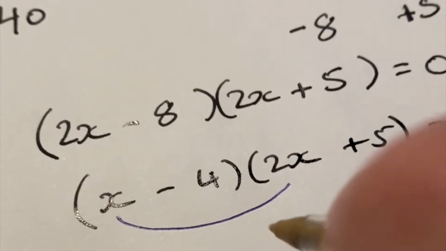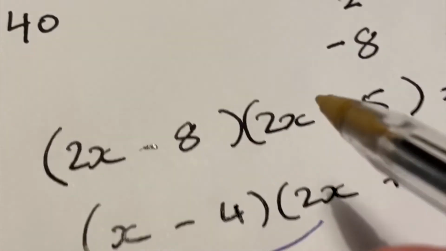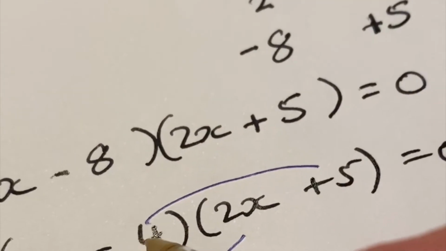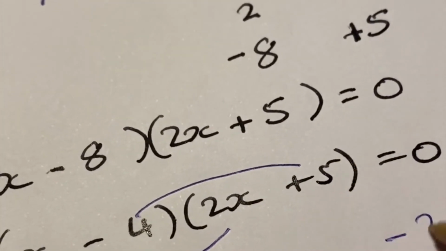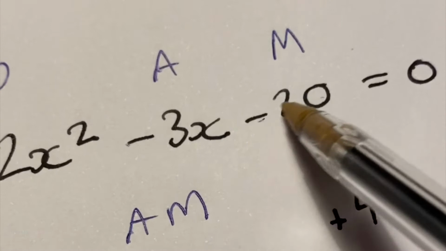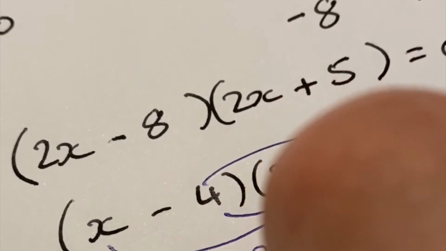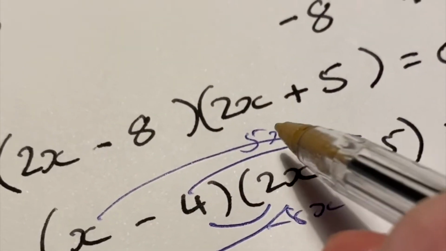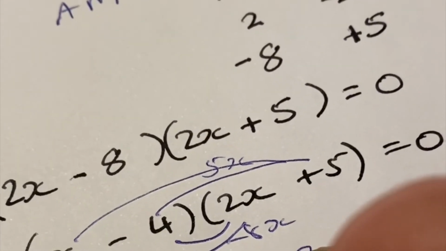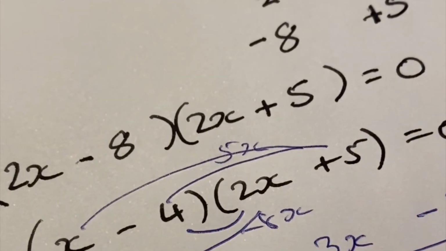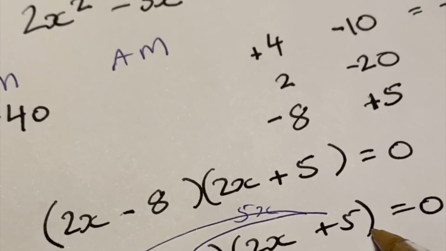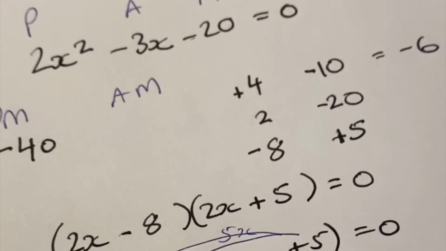Okay. So I get x times 2x, which gives me 2x squared, and that's what I wanted there. Then I get my constant here: negative 4 times plus 5 is my negative 20, which I want here. Then I get the middle ones, minus 8x and 5x. So 5x and minus 8x is minus 3x. Booyaka! Get what I wanted. There's my answer. Hope you like this method. Let's try another one in a second.